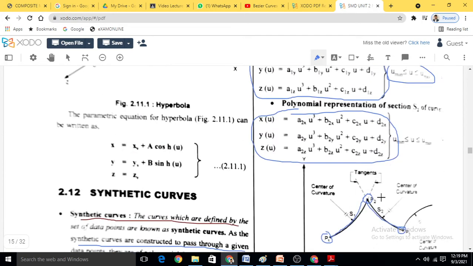At a point P2, section 1 of the curve is met and section 2 of the curve is also met, but at point P2, u is maximum for section 1 and u is minimum for section 2. So this is called the zero order continuity or position continuity.